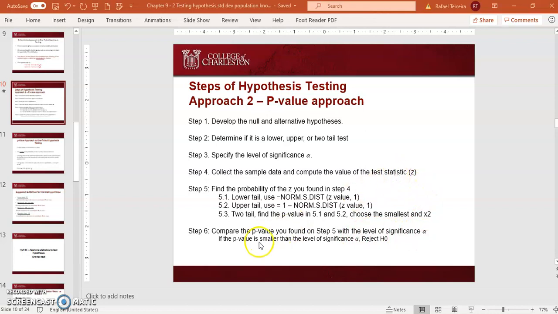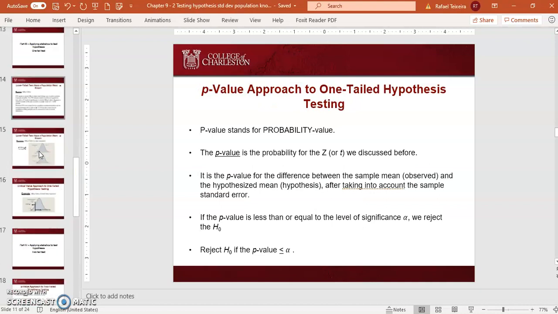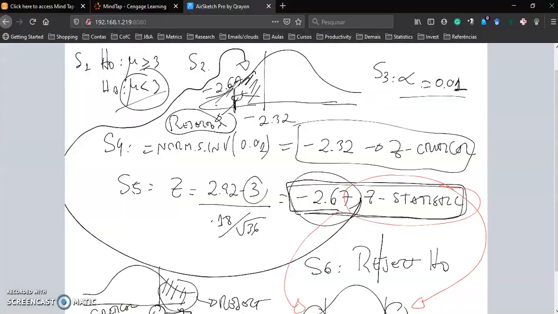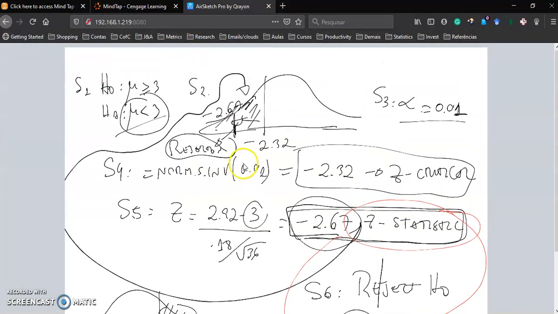Okay. So let me show you how to do that with one example, the same example we had for the hilltop problem. I'm going to do it by hand, and later I'm going to show you how to do it in Excel. So I'm going to show you both ways, and then you can use the one that you prefer. So let me go back here.